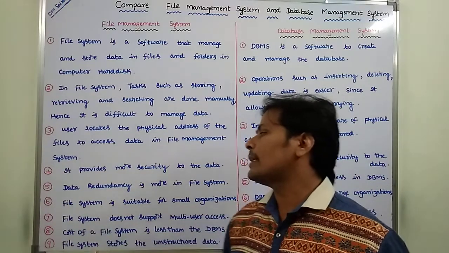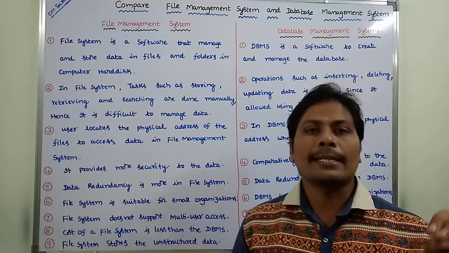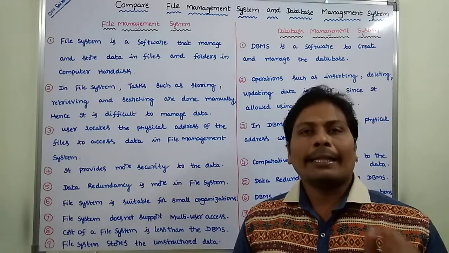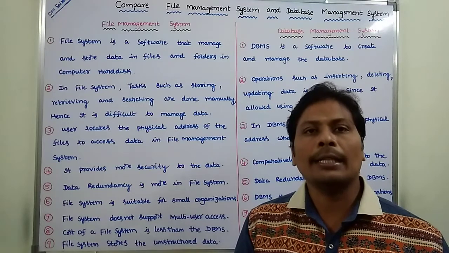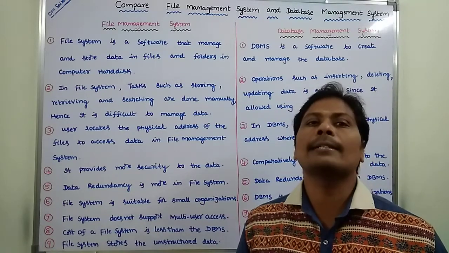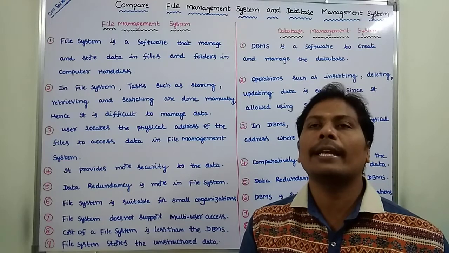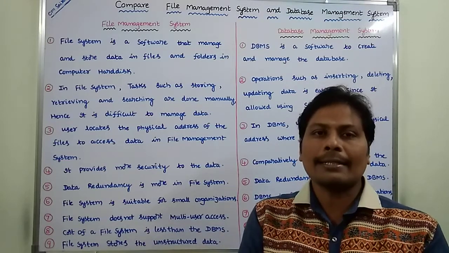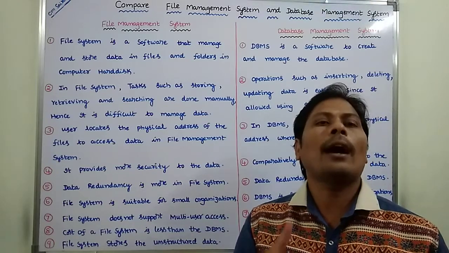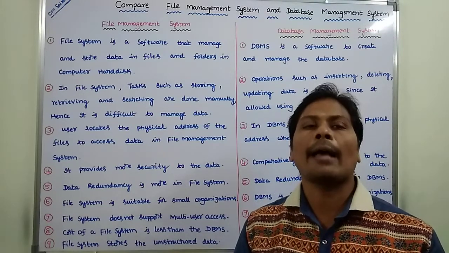Okay, next one, fifth point: data redundancy is more in a file management system. Redundancy means the same copy of the data is stored in multiple files. Suppose we take one person who has an Aadhaar card, a voter card, and a ration card. In these three files, the address is the same. The voter card has one address, and the same address is stored in the ration card and Aadhaar card. Here the address is one piece of data, and the same copy is stored in the voter card, ration card, and Aadhaar card. The same copy of data is stored in multiple files, so that is called redundancy.